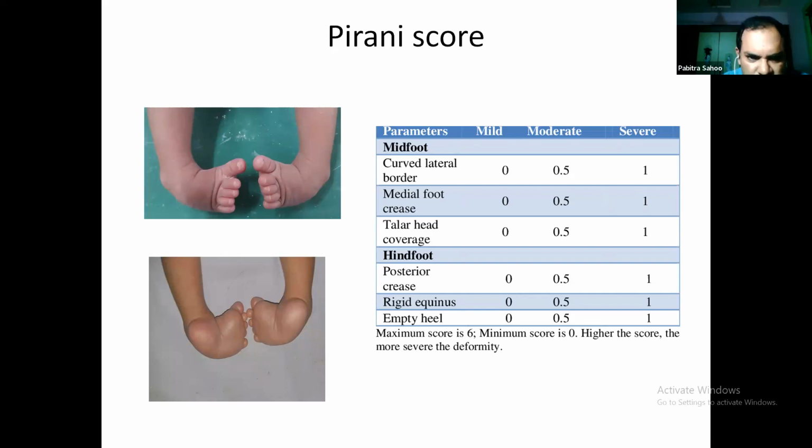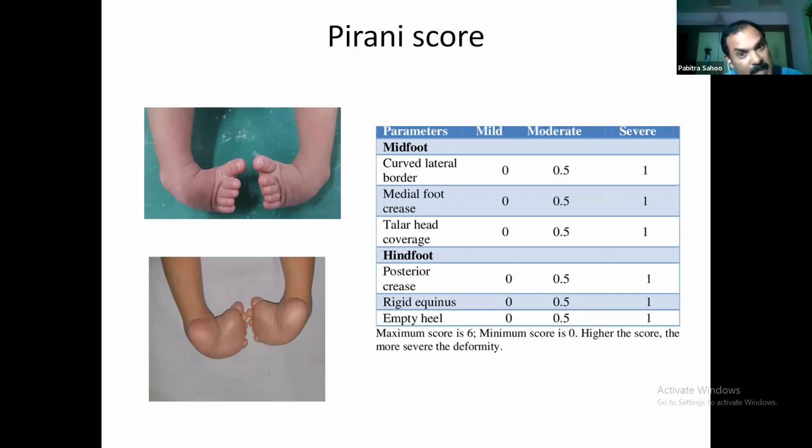Look at the midfoot crease. Look at this picture. If there are multiple creases, it is 0. If there are 2 or 3 creases, but the base of the crease is well visible, then it is moderate. If the crease is a single, deep crease where the base of the crease is not visible, that is the severe variety and scored as 1. So that is the medial foot crease score.